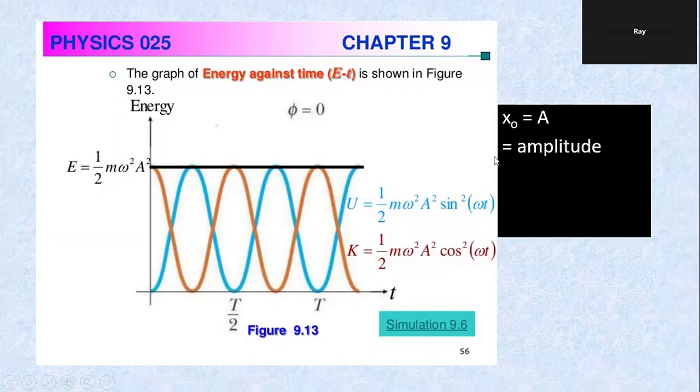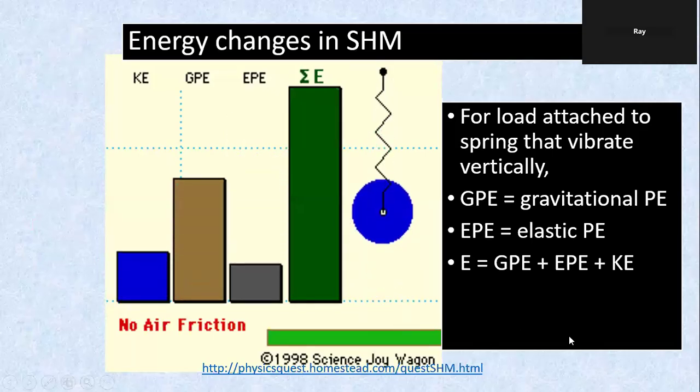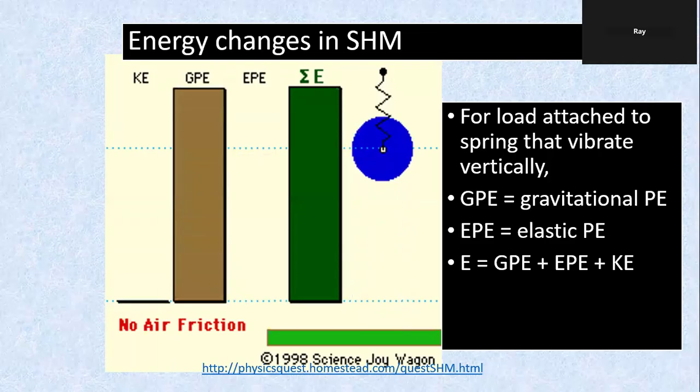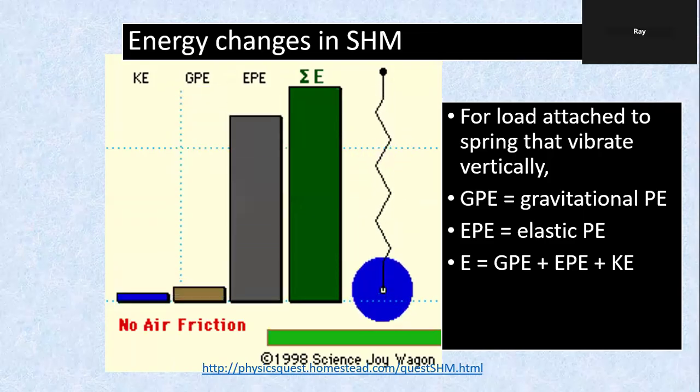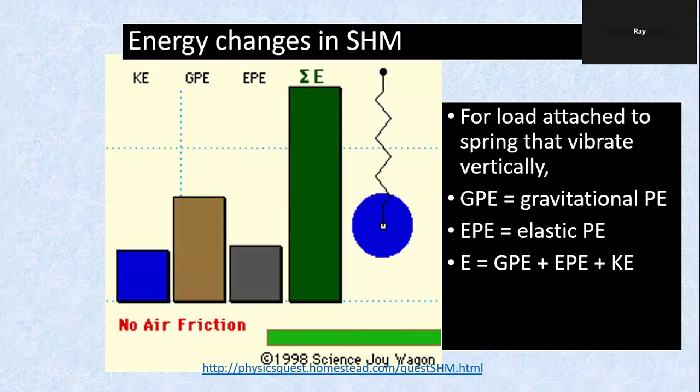Right? He used A, which is x naught, amplitude. T is the period of the displacement time graph. That's how a vertical oscillation using a spring looks like. The total energy is the same, kinetic changes to potential and elastic potential energy. It's more complex.